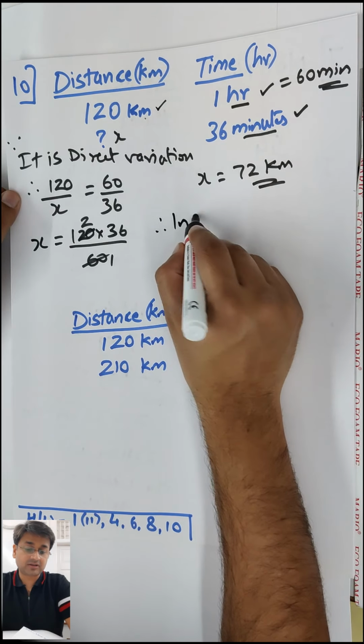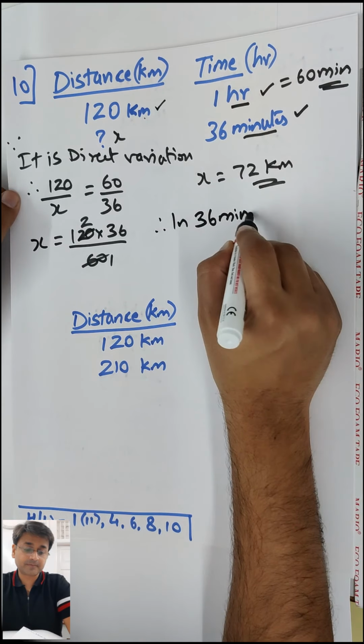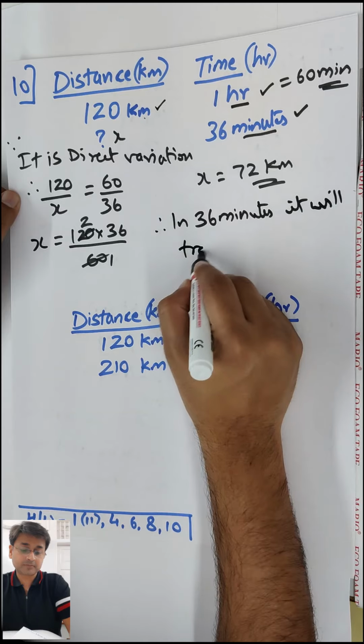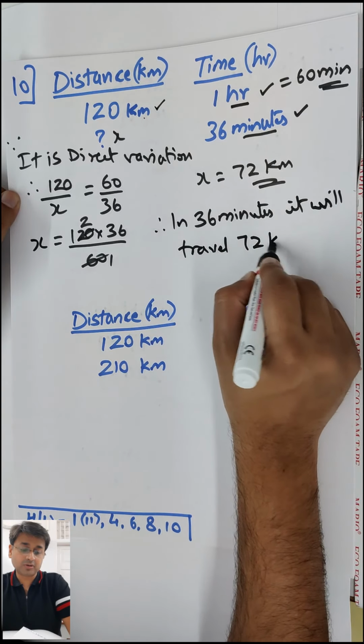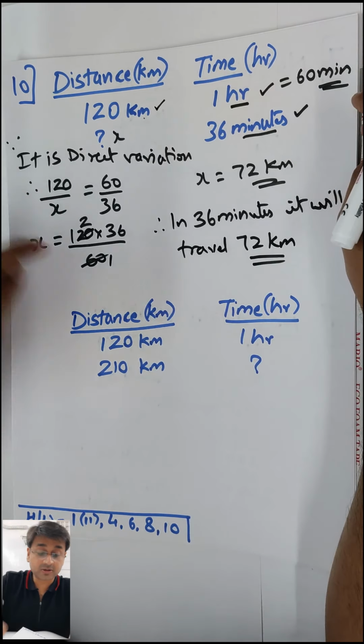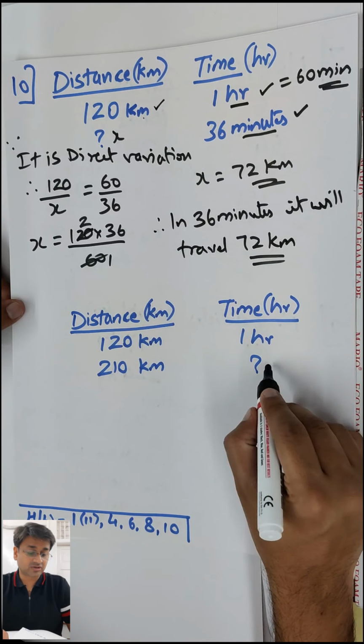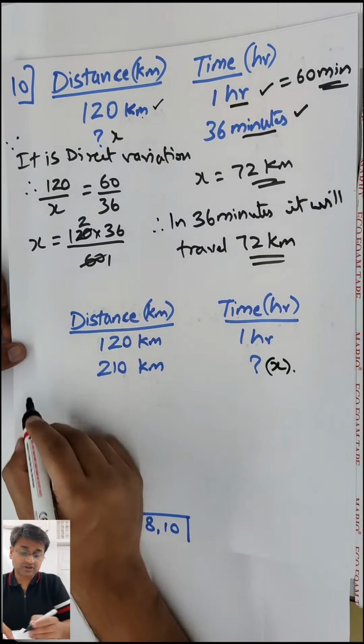So therefore in 36 minutes it will travel 72 kilometers. Don't forget to write this final statement, otherwise you will lose 1 mark. Likewise the last one, x hours. Okay, so we will say again, it's already written, it's direct variation.